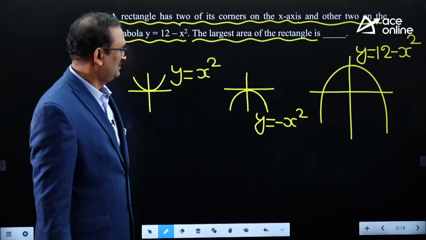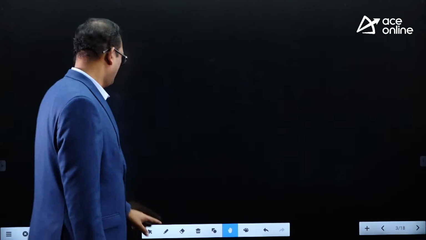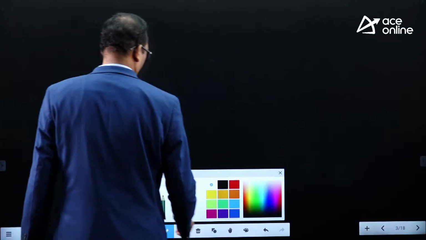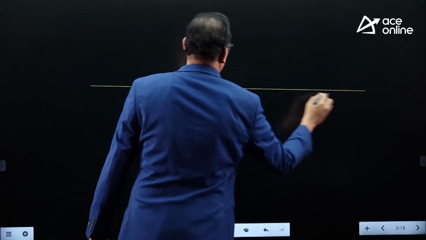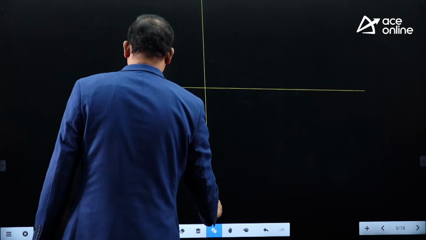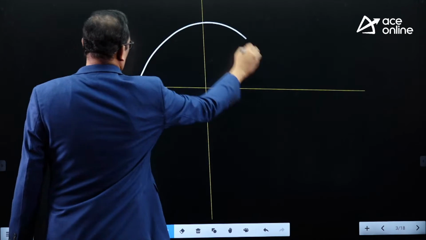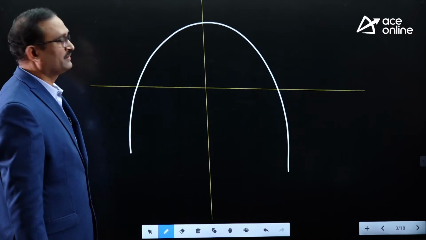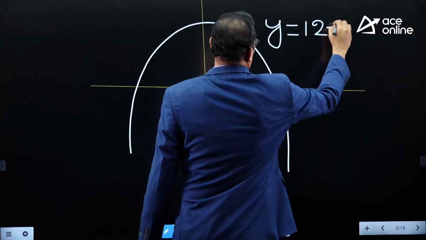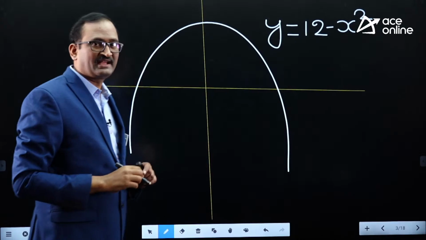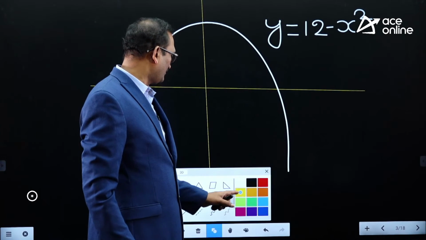So now let us draw the correct diagram. So y equal to 12 minus x square is this parabola. What they said is a rectangle, two of its corners on the x-axis and the other two corners on the parabola.